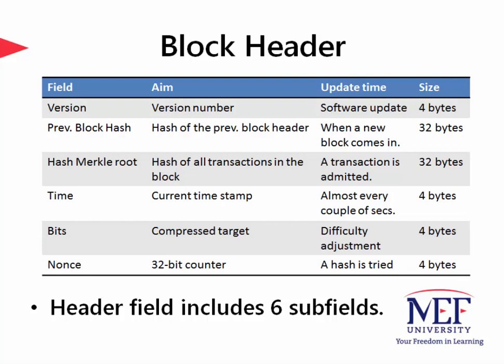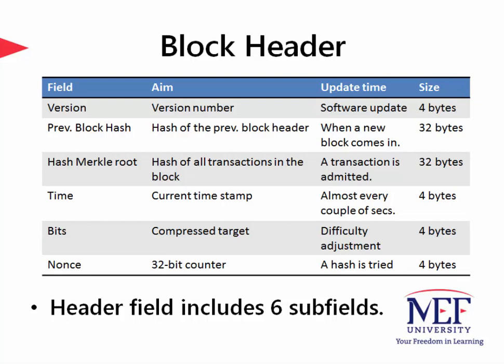It is typically updated when a new block comes in. Transactions are stored in the blocks as a binary hash tree, also known as a Merkle tree. The tree has a root, and it's the hash of all transactions contained in the block. We will talk about it later.